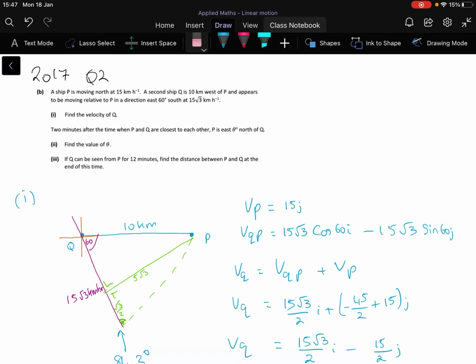This is 2017 question 2 for relative velocity for applied maths. So for this question here for 2017, we'll start with question A.